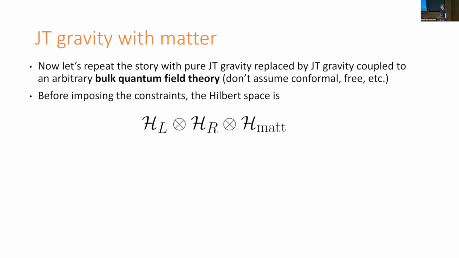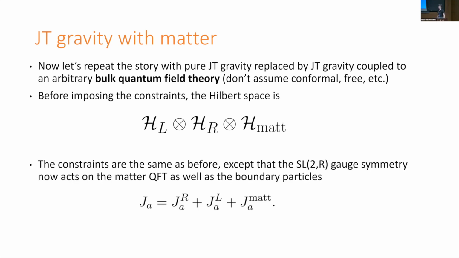Okay, so before imposing the constraints, the matter is now we have the two positions of the left boundary, two positions of the right boundary, and we have this matter Hilbert space that just is what it is. Okay, the constraints are the same as before, except we have this extra term that's the action of the SL2R on the matter Hilbert space.